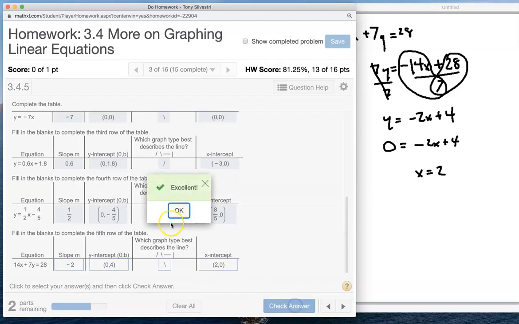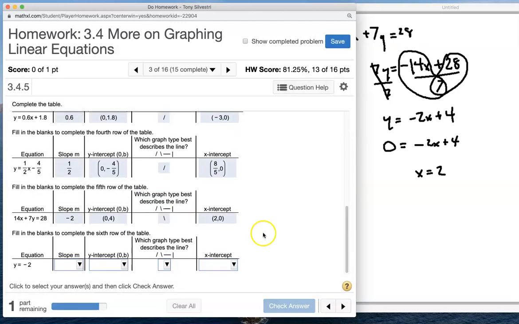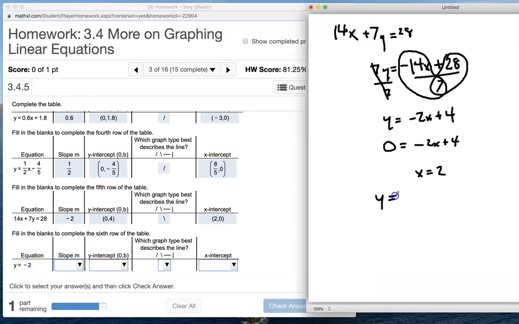Check your answer. Excellent. Now, this is not fair. This should have been counted for 3 problems. Okay, what's the slope? Y equals a number is a horizontal line. That basically still follows this format: mx plus, or actually minus 2.